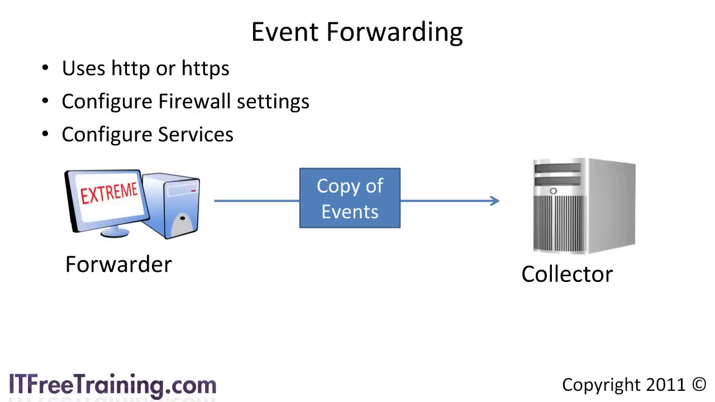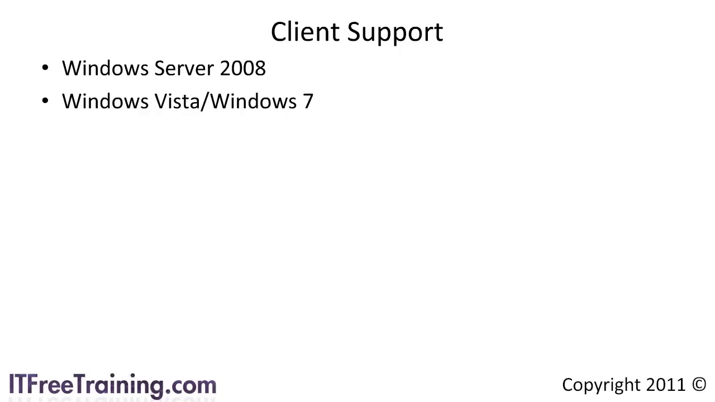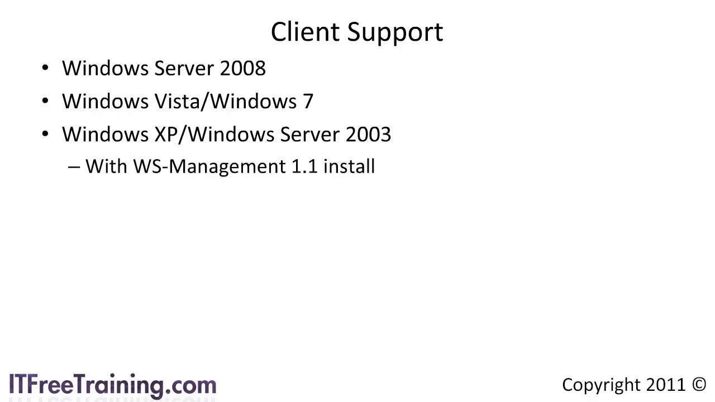In order to use event forwarding, your operating system must support it. Event forwarding is supported on Windows Server 2008, Windows Vista, and Windows 7. If you are running an older operating system, such as Windows XP and Windows Server 2003, event forwarding is not supported by default. In order to use these systems to forward events, you need to install WS-Management 1.1. If this is installed, you will be able to use these operating systems to forward events to the collector computer.